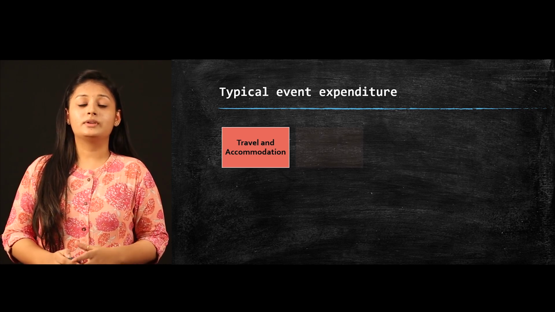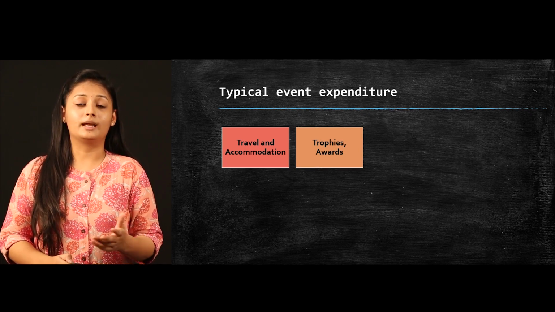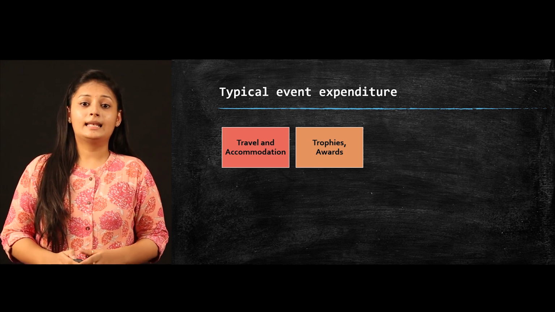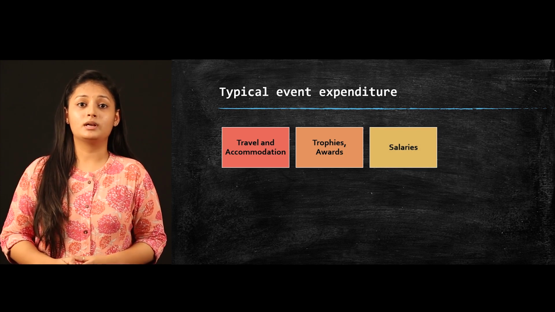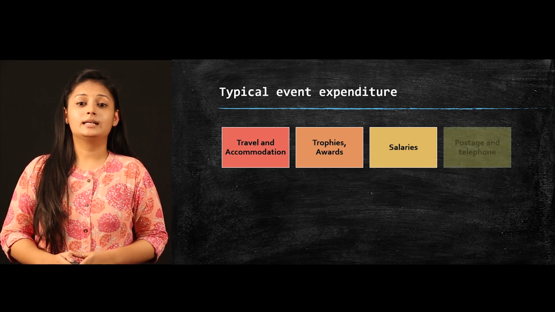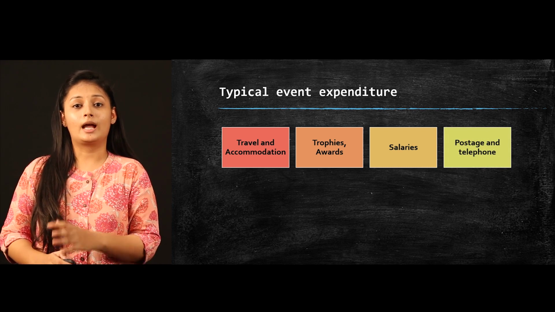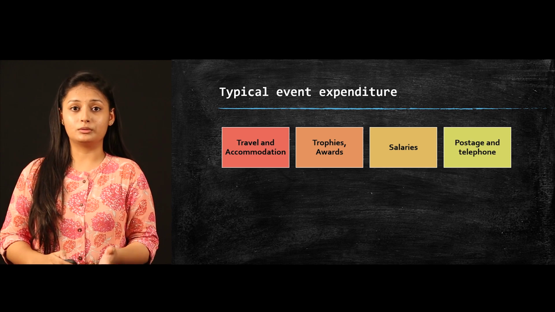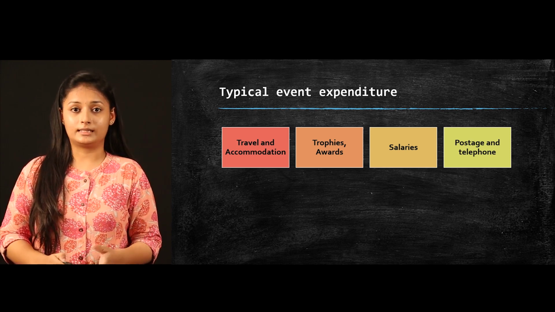The next is trophies and awards. The cost of medals, certificates, trophies and awards has to be borne by the event management company if any competition is involved in the event. Next is the salaries. The salaries that you pay to your professional staff, your team members as well as the employees of the company. Postage and telephone. Postage and telephone cost involves the communication charges involved in the event, that is, the communication equipment which you are using or hiring, such as the hiring of mobile phones or walkie-talkies, etc.